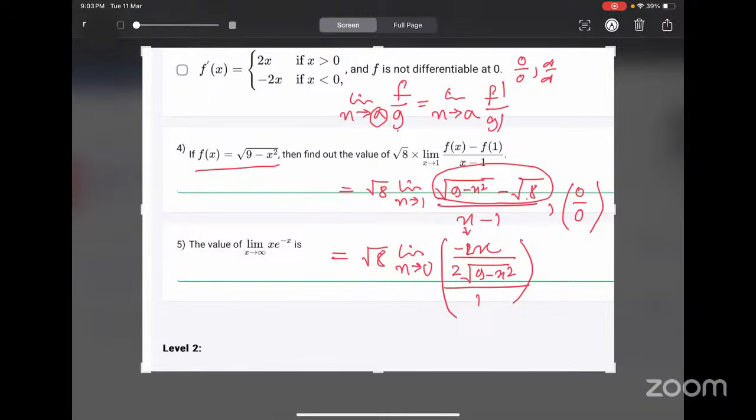Okay. Now, can we put directly 0 instead of x? Oh, sorry, we need to find it at 1. Yeah, sorry. Then we have 8 into minus 2 will be cancelled out. Minus 1 over 9 minus 1, right? That means minus 1. Is this the answer? Can you check? Any doubt?